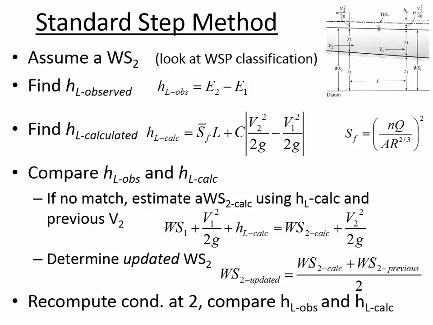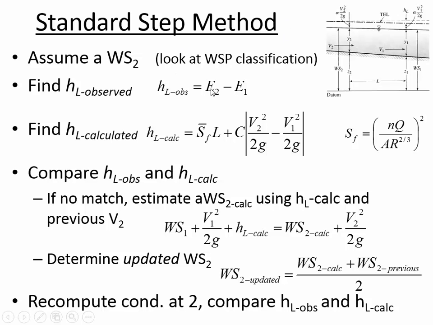All right. We're going to define a couple of terms here. We're going to call the observed head loss, HL observed. That's going to be the difference in the energy at 1 and 2. And energy is the sum of the water surface plus the velocity head, where WS is both the depth and the delta Z. Okay, so that's head loss observed.